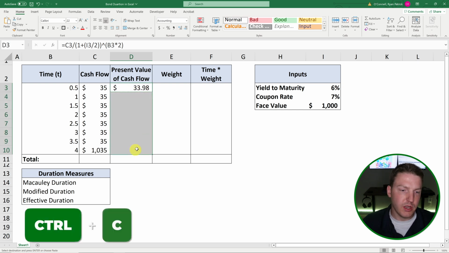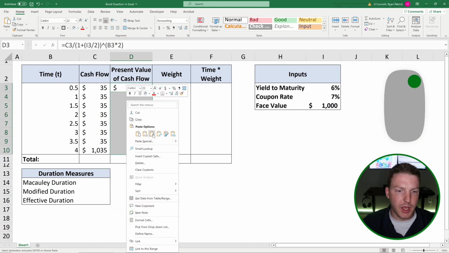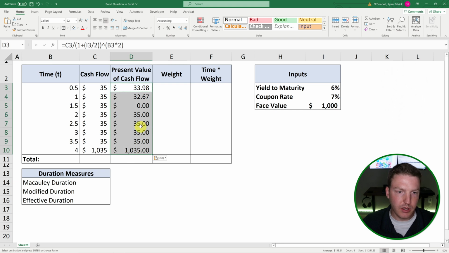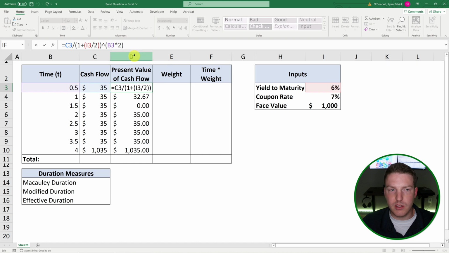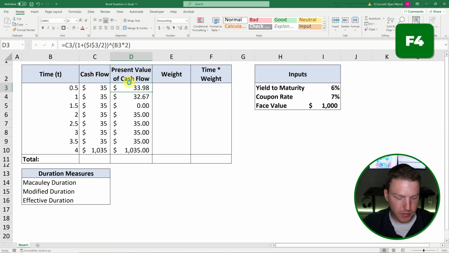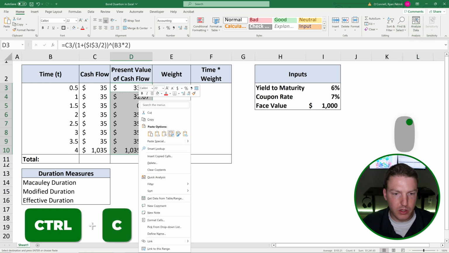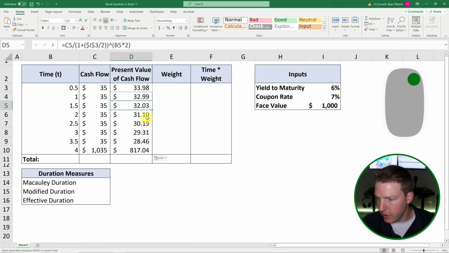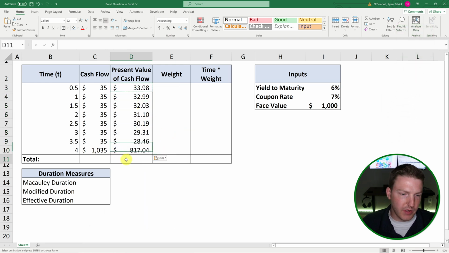Now let's Control-C on our keyboards to copy that. And then we will paste formulas with a right click. Oh, sorry. One thing I need to do is I need to lock in this rate right here, which is cell I3. So I'll do that hitting F4 on my keyboard. Now Control-C, and I'm going to right click and paste formulas. There we go. So we've got all of our present value of our cash flows.